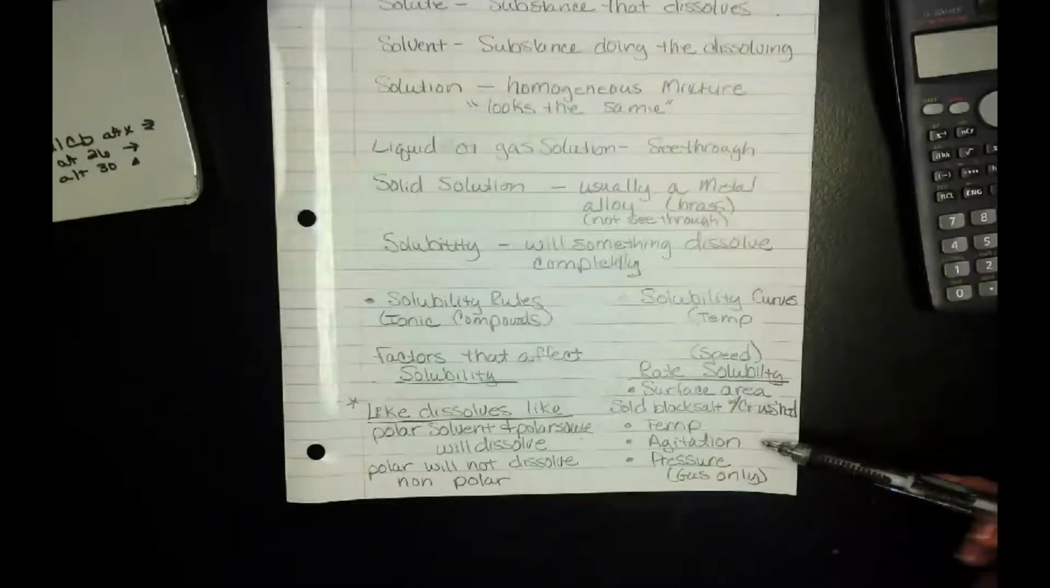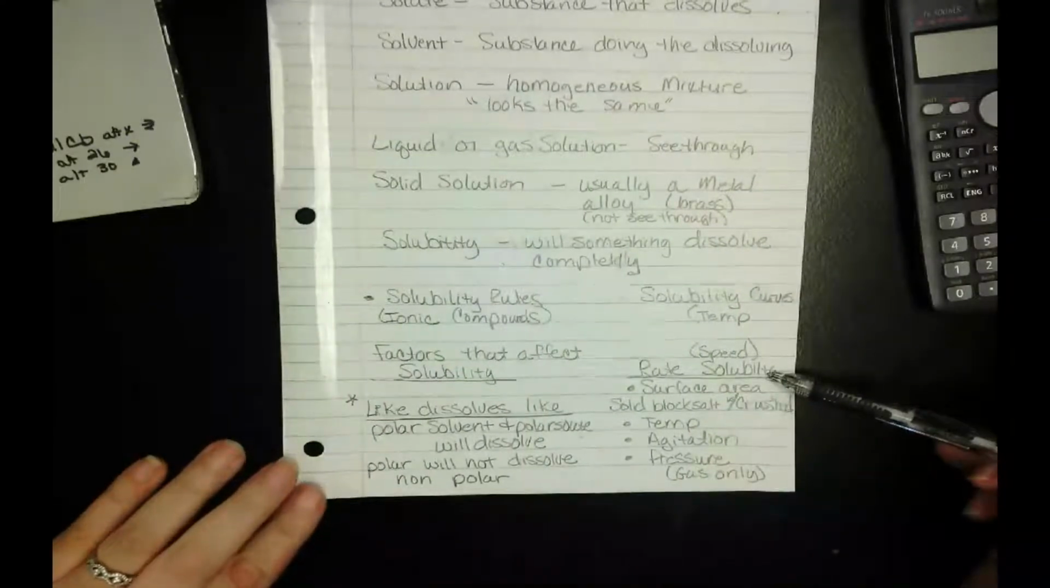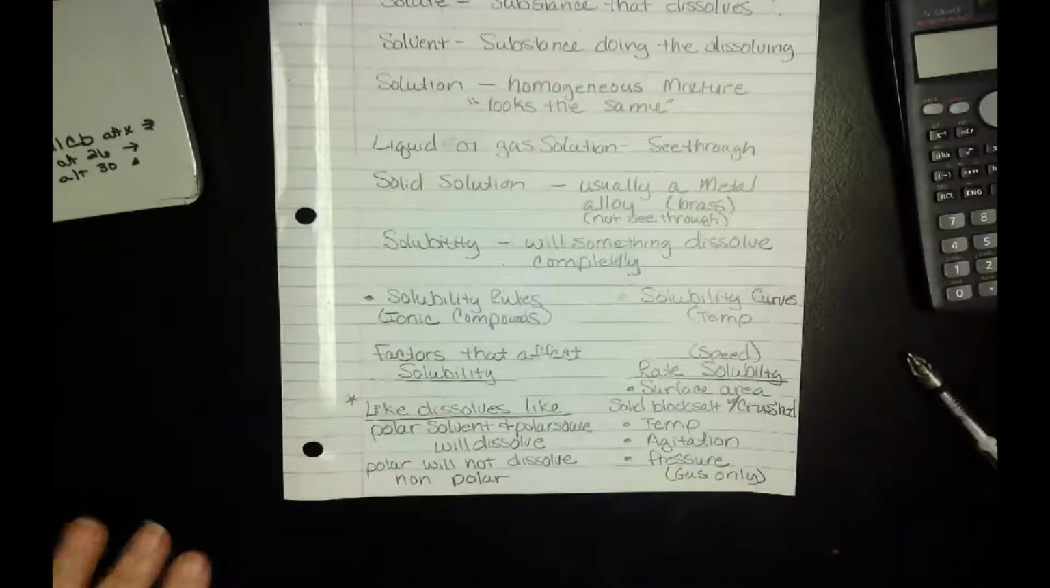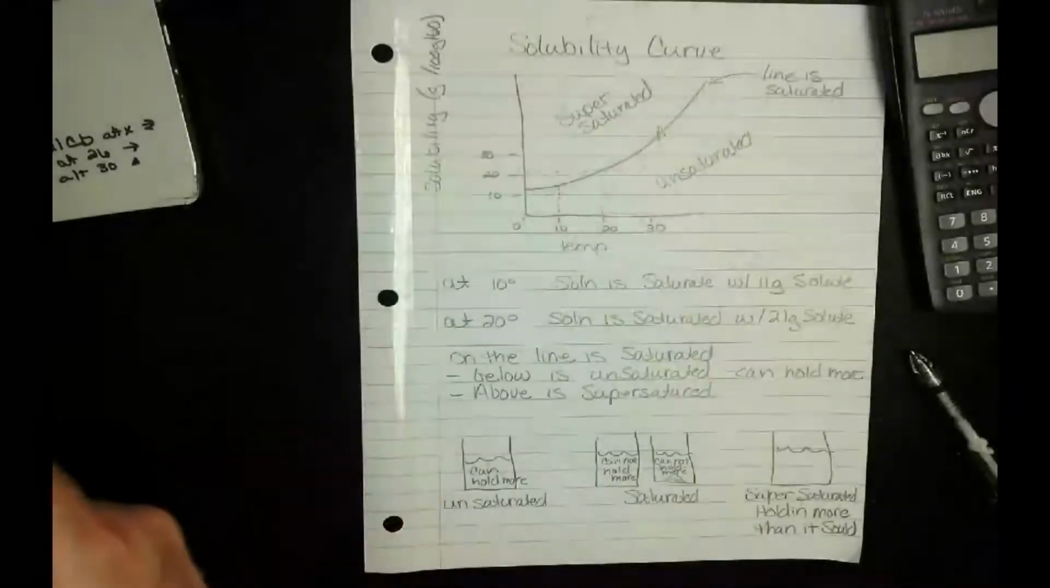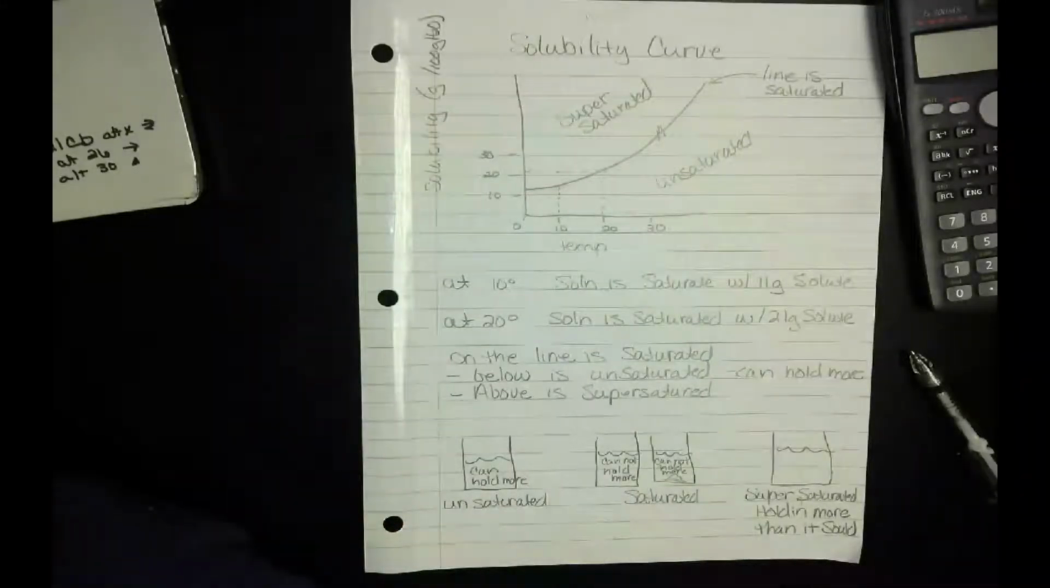We also stir that Kool-Aid, so agitation will make things dissolve faster, and we could use warm water to make that sugar dissolve faster. So temperature will increase the rate of solubility. When we talk about gases dissolving into liquid, you can think about pop. So we put carbonation in pop, and in order to make that dissolve faster, we could put that under pressure, and that'll force the gas into the liquid, but that only works with gases. So the next thing I want to talk about is the solubility curve.